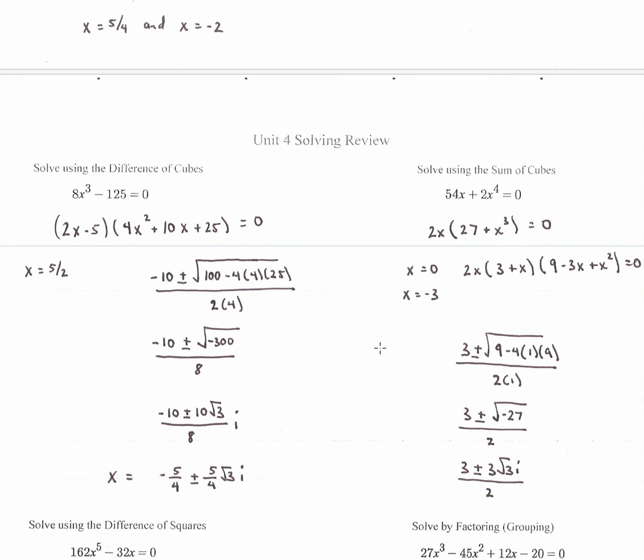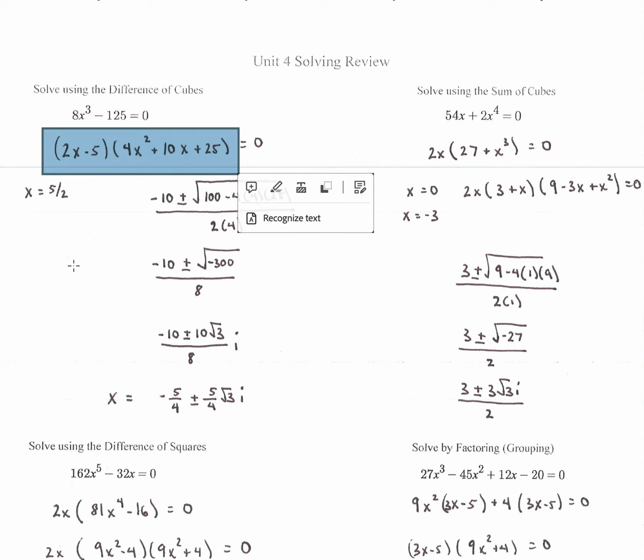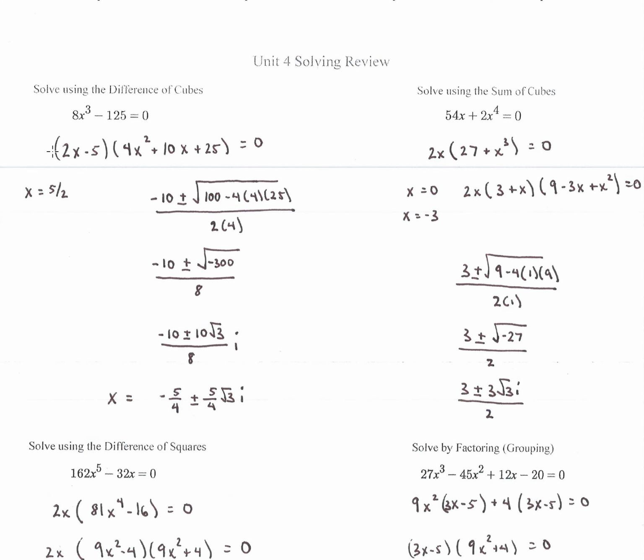All right, now more Unit 4 stuff. Solve using difference of cubes. Remember, if it just said factor, if it says factor difference of cubes, we'd be done right there. But it says solve, so we have to keep solving. This guy right here is easy. That's that front term. This is just 2x cubed, and then this is 5.